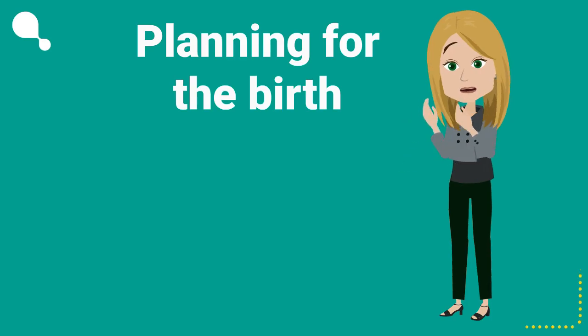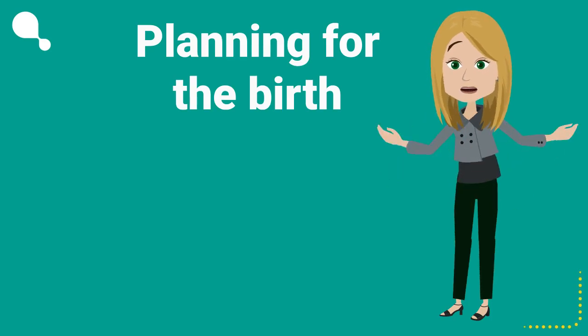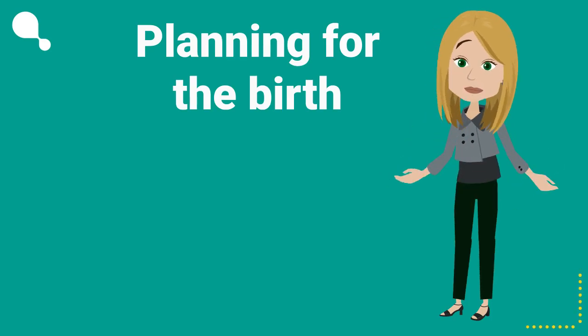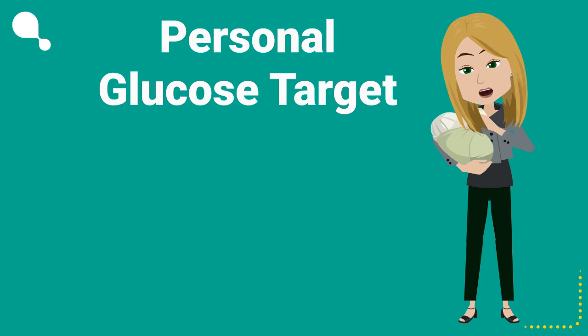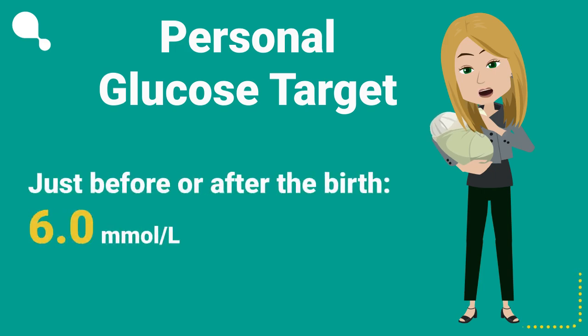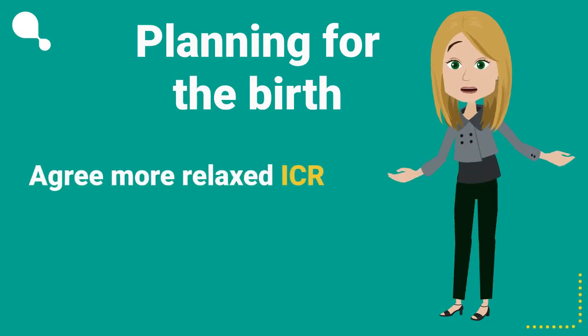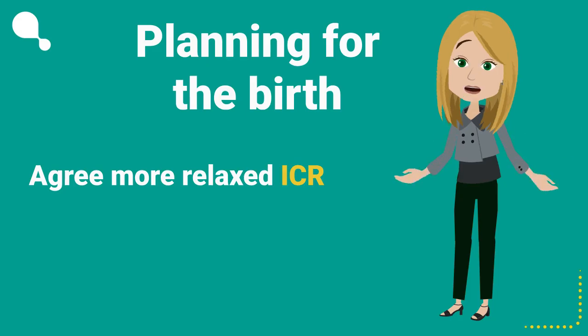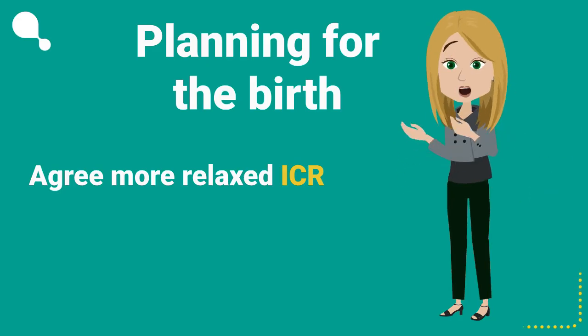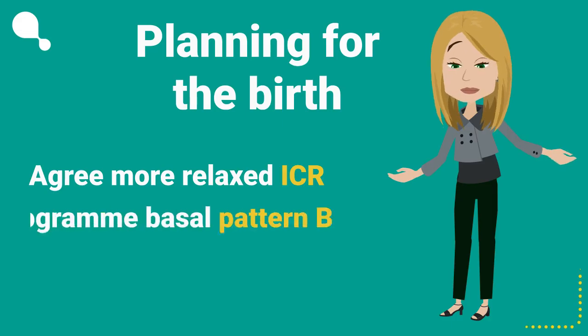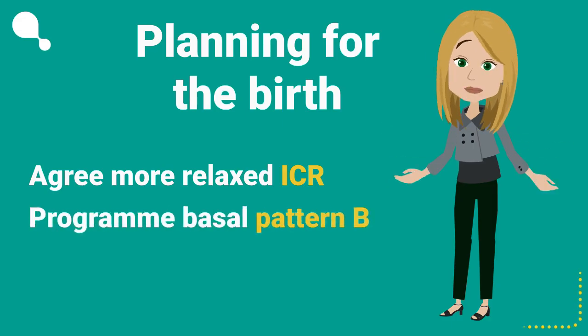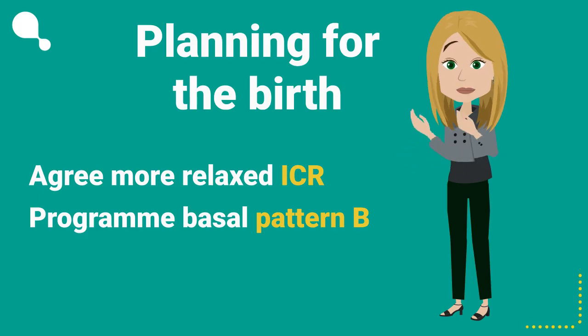Towards the end of pregnancy, it is good to plan the setting changes that need to be made at the birth. The personal glucose target needs to be increased to at least 6 millimoles per liter across the 24 hours of the day, just before or after the birth. Agree more relaxed insulin to carbohydrate ratios with your diabetes team, which can be programmed into the app's bolus calculator settings after the birth. Program a reduced pump basal pattern B on the pump.